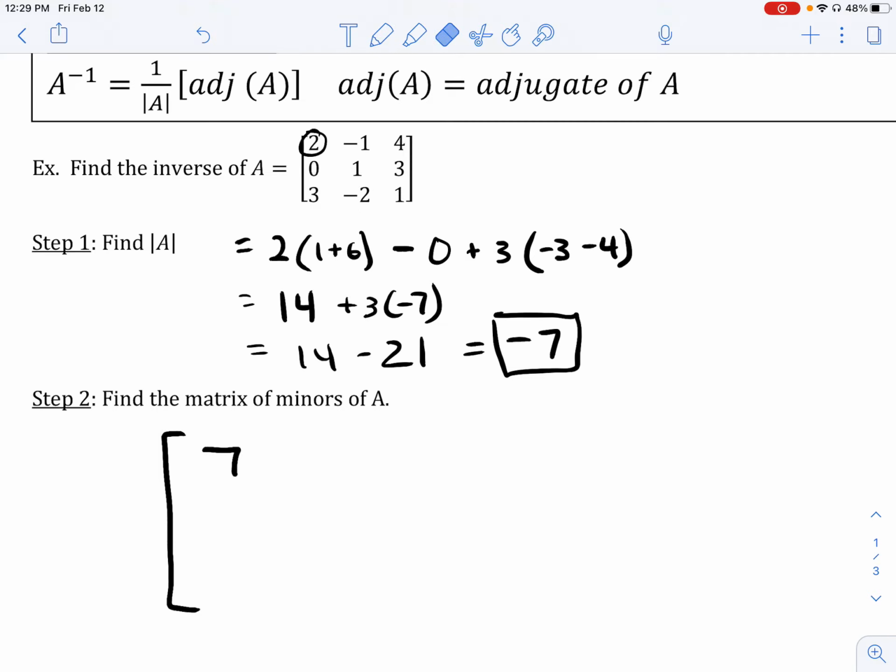Next up, if we take this term here, negative 1, we cross these out, and we find the minor of negative 1. Well, that's 0 times 1, which is 0, minus 9. So that's just going to give me negative 9. Next up, let's find the minor of 4. Cross these out, and we're going to go 0 times negative 2, which is 0, minus 3, which is just negative 3.